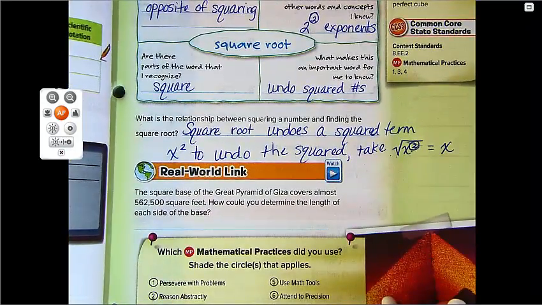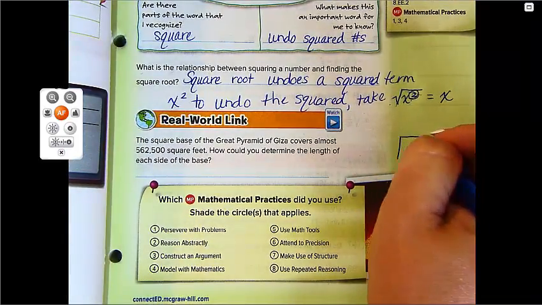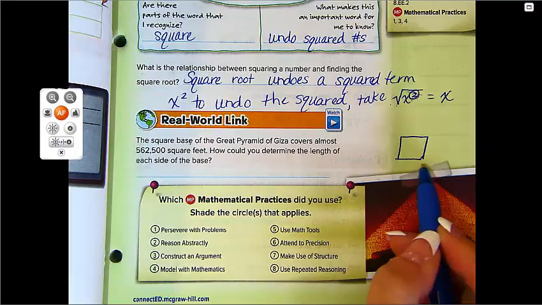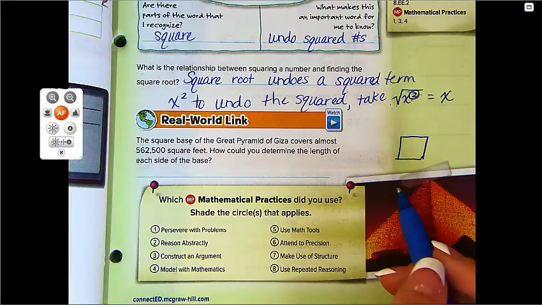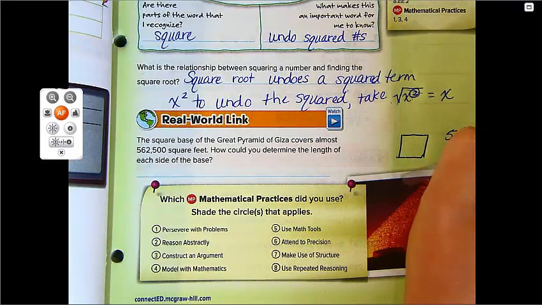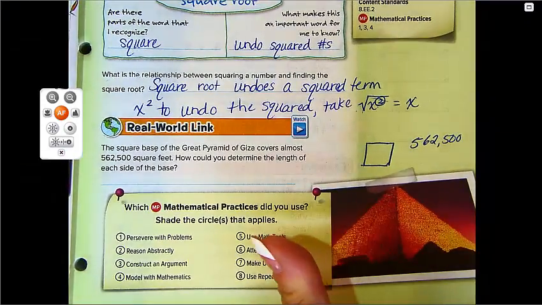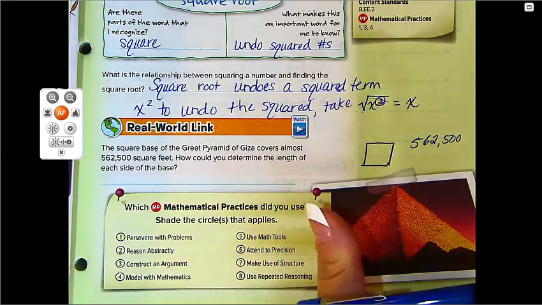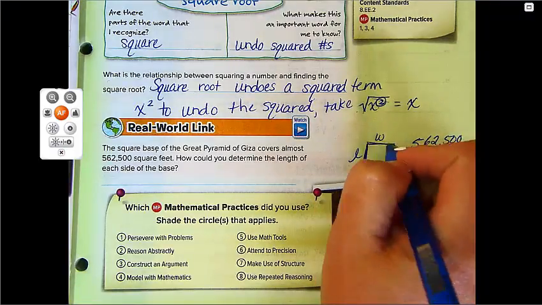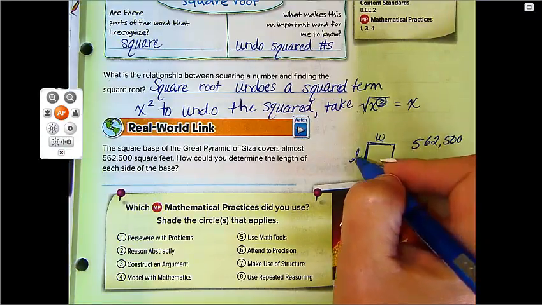So let's look at this example down here. We're talking about a pyramid. And it says the square base, so I know that I'm dealing with a base on a pyramid that's a square, so it looks roughly like that. That's a horrible square. But the square base of a pyramid is 562,500. And hopefully you know that to get the base, you take length times width. And if it's a square, then it's going to be the same number. So my length and my width are going to be the same. So essentially I've taken my length and squared it.